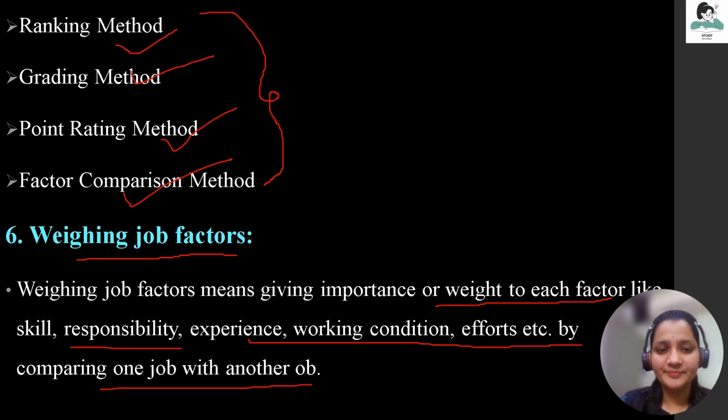Clear? Here we give weightage to every factor. For skill we give some weightage, like 10, and something else for responsibility. For experience we give some weightage. So we give weightage for these factors of the job. Clear?